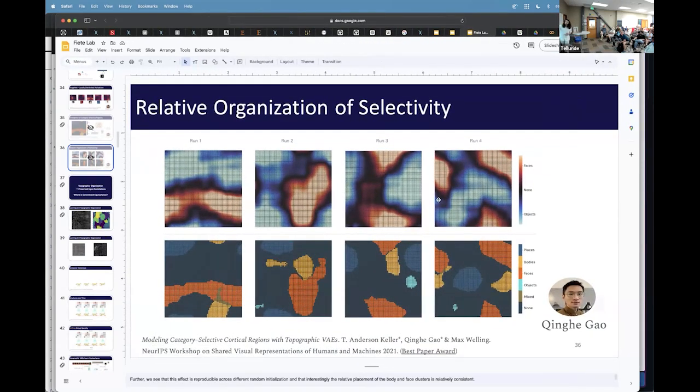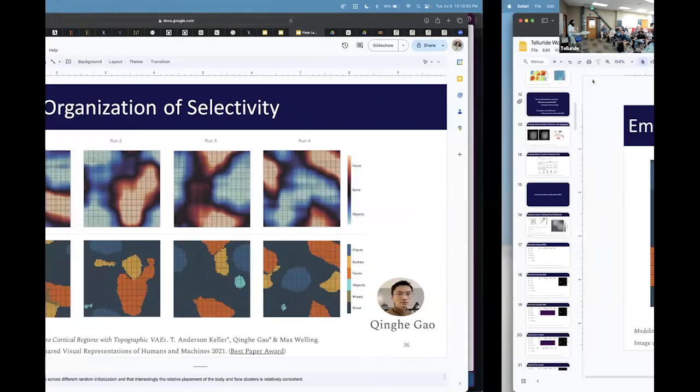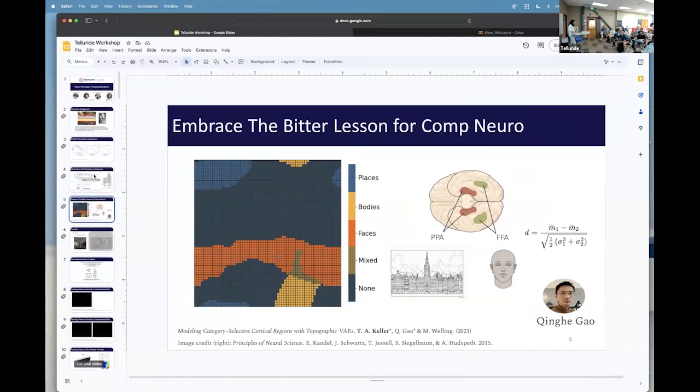So we trained it a bunch of different times. We even tried training it on different data sets, and you still see the shapes change, but always the face and the body cluster are close to each other and overlapping a little bit. We're not super convinced, and I think definitely more work could be done. This was a very quick project pointing in that direction.